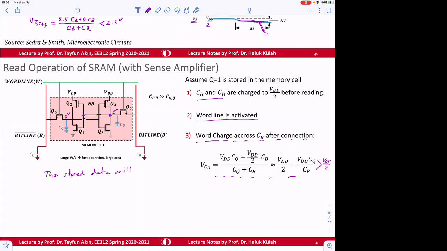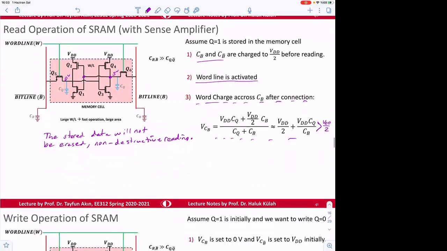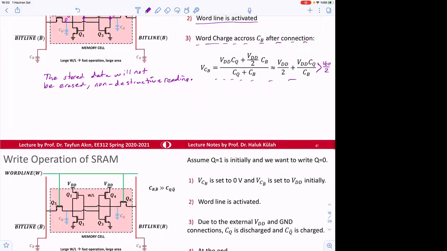So in this concept here, the stored data will not be erased. So we call this non-destructive reading. You can justify and question, why do we think that's going to be destroyed? It's not destroyed here, but in some topologies, we'll see that it will be destroyed. So that's why we say this is not destroyed, and it's a good thing.